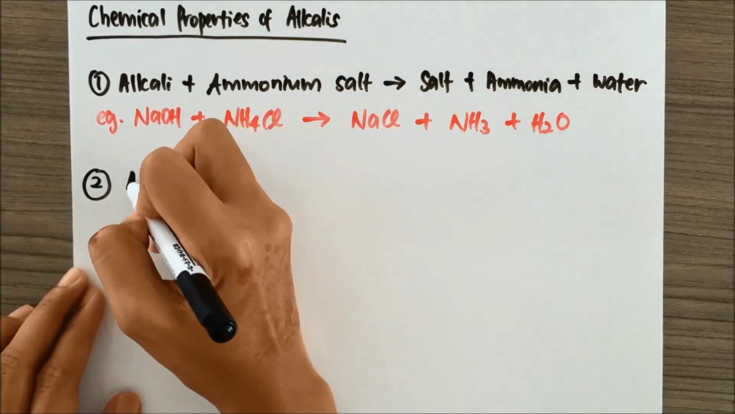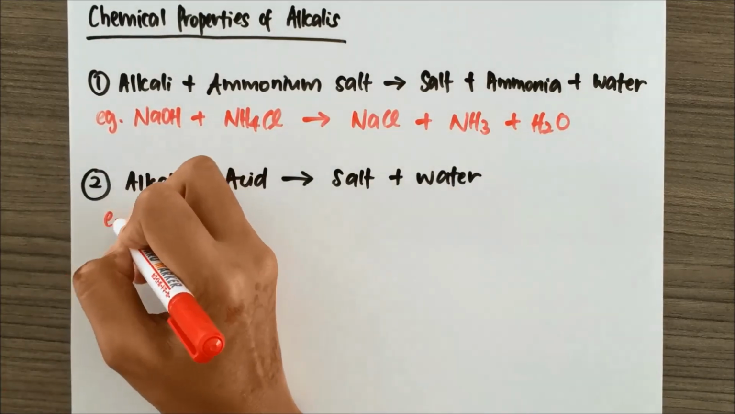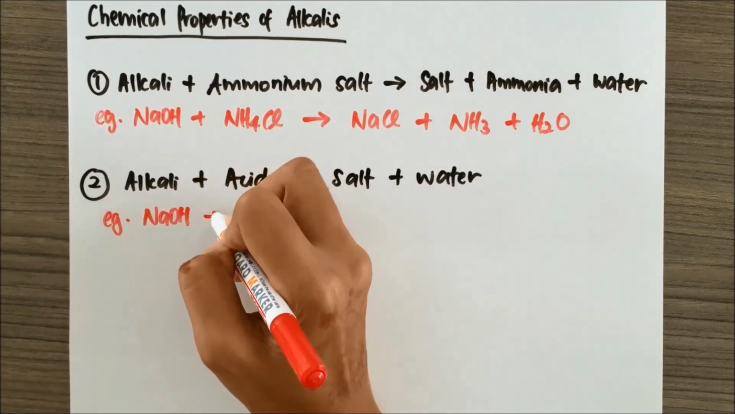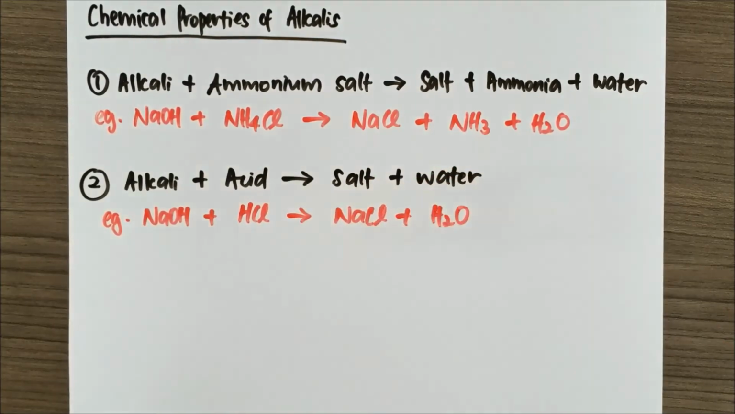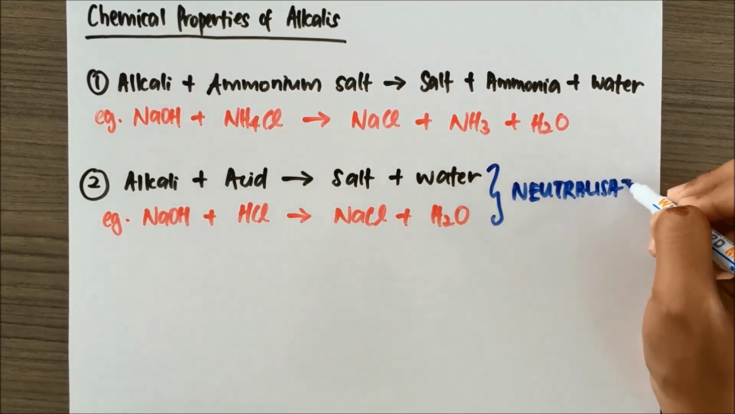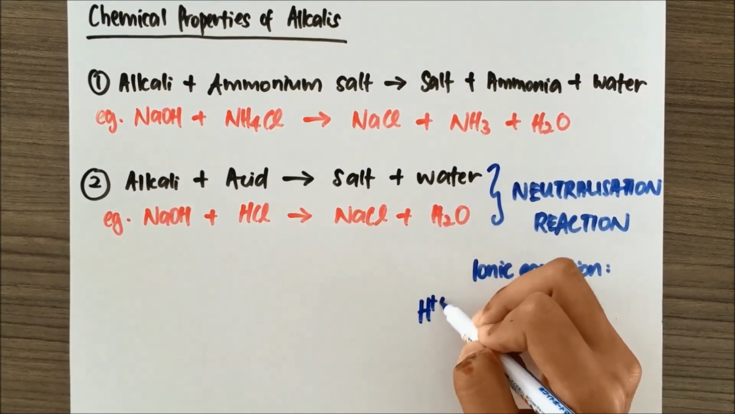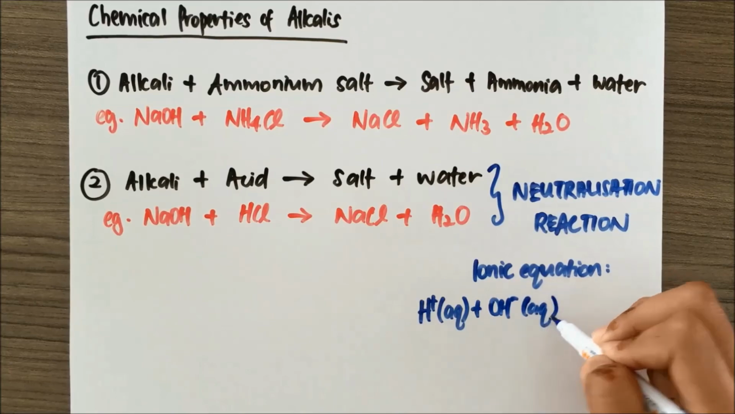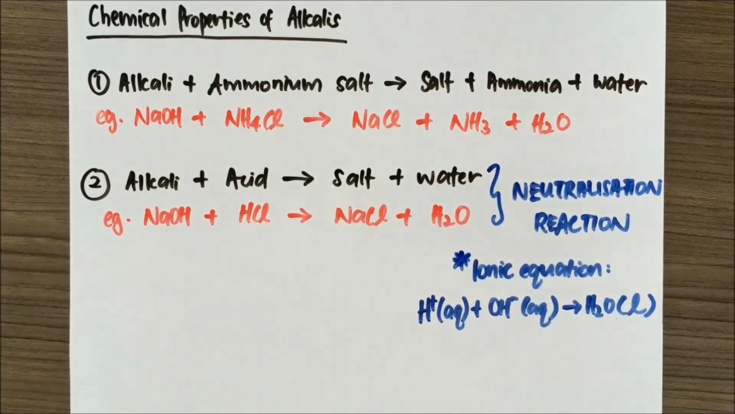Secondly, alkalis react with acid to give salt and water. For example, sodium hydroxide reacts with dilute hydrochloric acid to form sodium chloride salt and water. This reaction is also known as neutralization reaction. The ionic equation for this reaction is H+ and OH- to give H2O. This is a very important ionic equation that you must know.